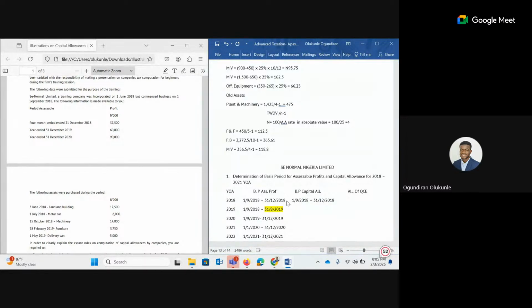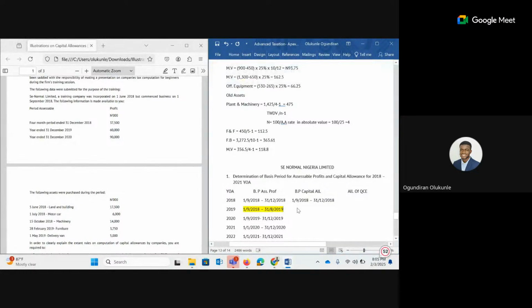To avoid that overlap, you will ignore this basis period for assessable profit. You ignore it. Don't forget that in the last class, all we did was to copy and paste the basis period for assessable profit, because there was no overlapping. But in this case, there's overlapping. So what you do is ignore the basis period for assessable profit, then start a day after the basis period for capital allowance.